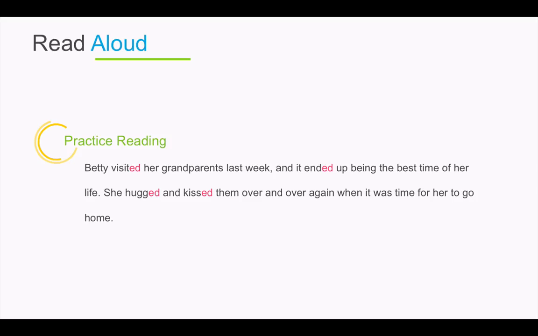So going back to the read aloud, now that we know what the proper pronunciation would be for each ED, we can see that for the T and the D, it would be visited and ended. And for the G, it would be D. And then kiss, K-I-S-S, the S would be a T. So if we read it over, it would be: Betty visited her grandparents last week, and it ended up being the best time of her life. She hugged and kissed them over and over again when it was time for her to go home.